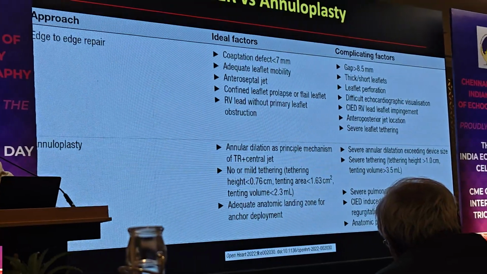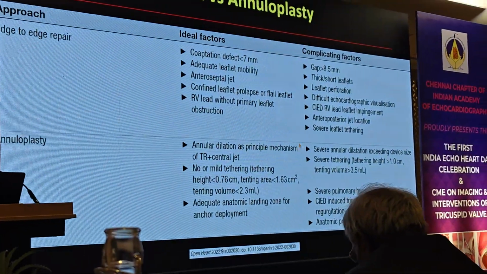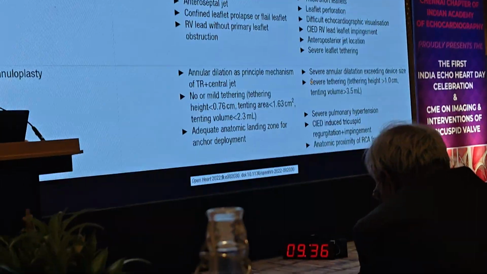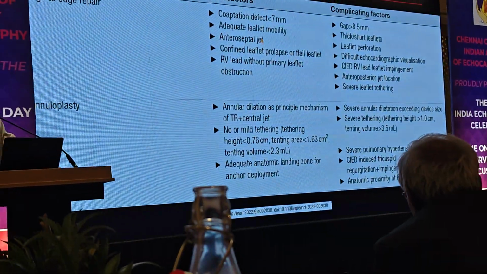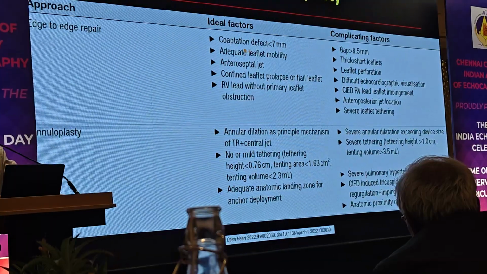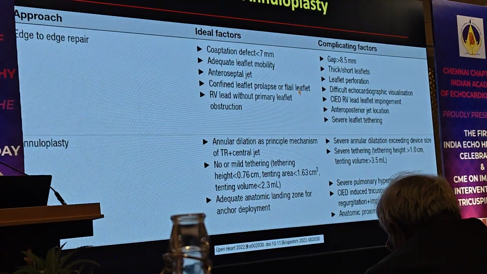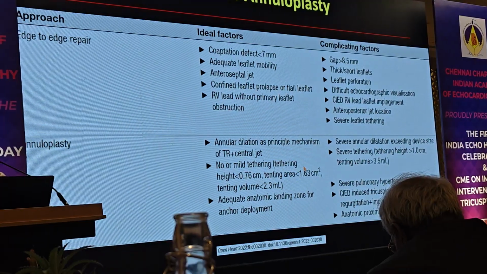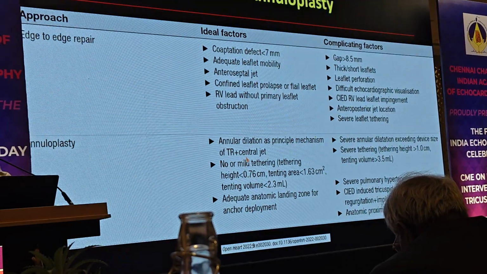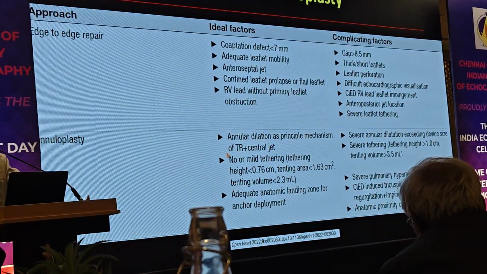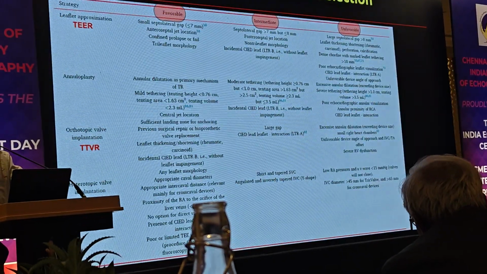As far as annuloplasty is concerned, again it's the size of the annulus, and you keep looking at how big the annulus is, the complicating factors, and in terms of the H to H you have these numbers over there. So you have these pluses and minuses, and these advantages. You compare both of these, and based on that, the decision is taken either to go for an H to H or annuloplasty. But for us, what is available now is H to H repair.